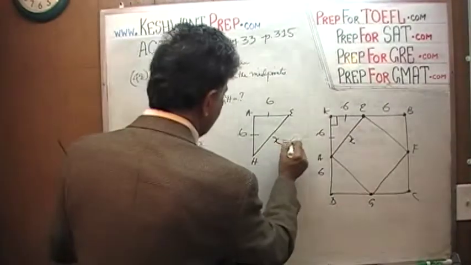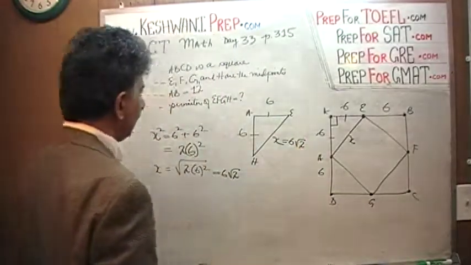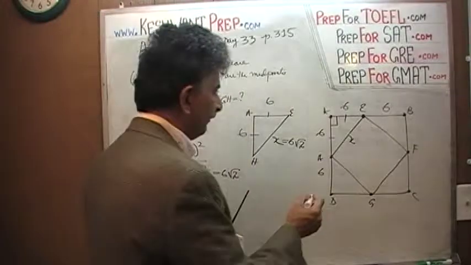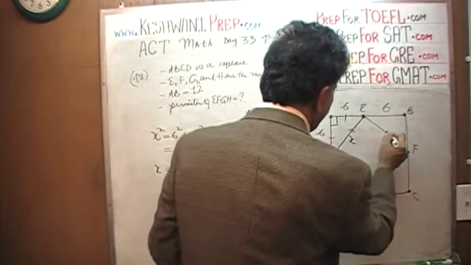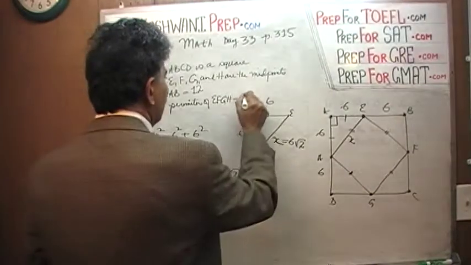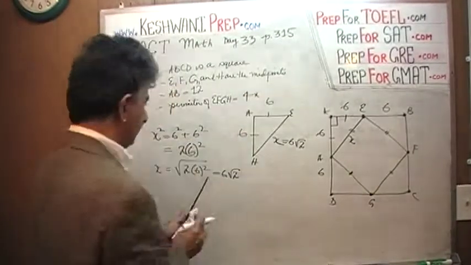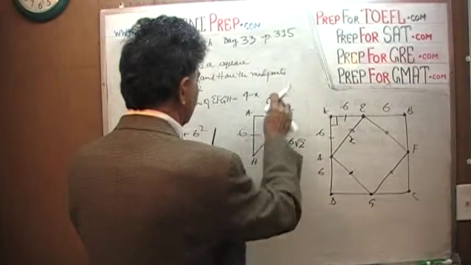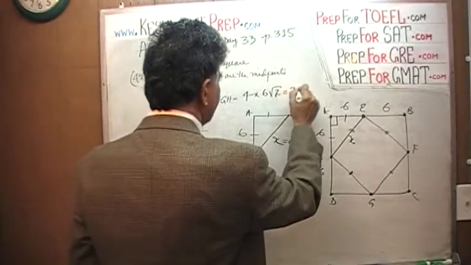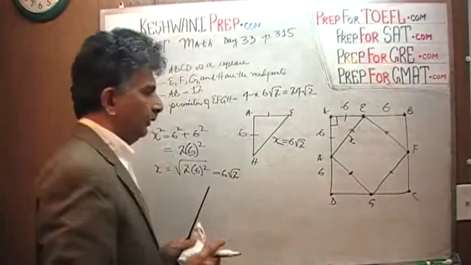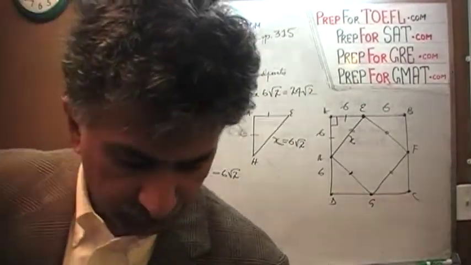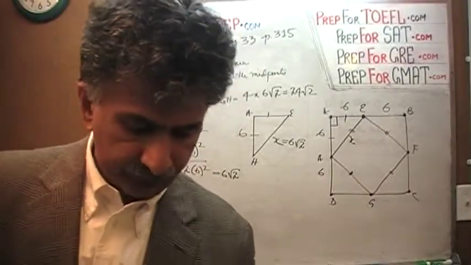6 root 2, and therefore the perimeter of this whole thing is just 4 times this amount because we have 4 sides that are equal to each other. So the perimeter is 4 times 6 root 2, which gives us 24 root 2. 24 root 2 is our answer. The answer is G. Let's move on then to the next one.